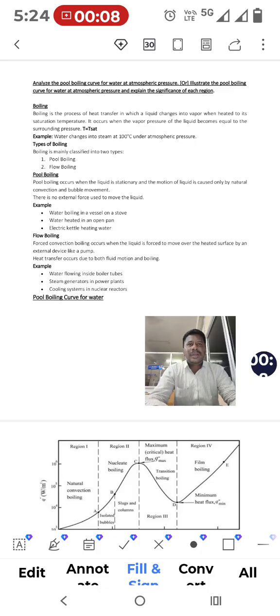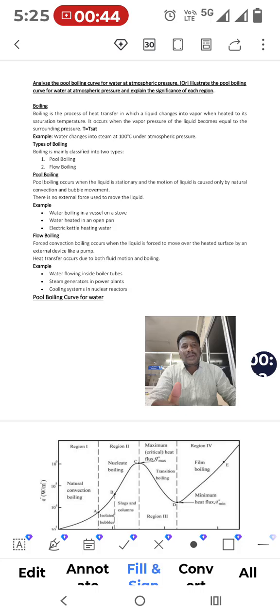So, in this session, we are going to discuss the pool boiling curve for water at atmospheric pressure. Before that, we should understand what is meant by boiling and what is meant by condensation. Simply, boiling is the process of change of phase from liquid to vapor. Condensation is the change of phase from vapor to liquid. So both are entirely different. We will see the pool boiling curve for water.